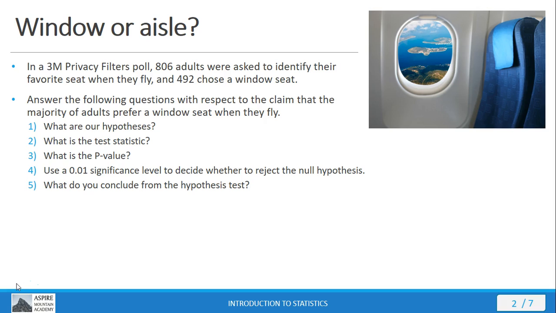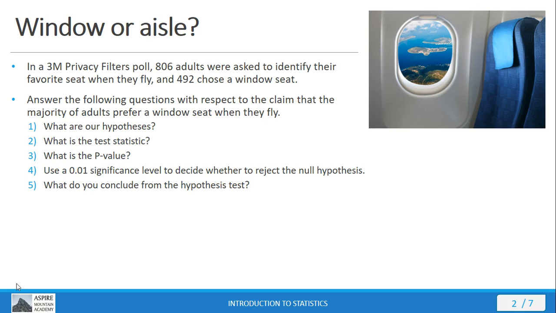So this is actually involving a survey, a poll that was conducted by 3M about their privacy filters. These are filters that you place over your laptop, so the people sitting next to you on the plane can't see your screen while you're working. They're actually a very popular product for the company. Anywho, 806 adults were asked to identify their favorite seat, window or aisle, and 492 of them chose a window seat. So here are our 5 standard questions we're typically asked with hypothesis testing on proportions.